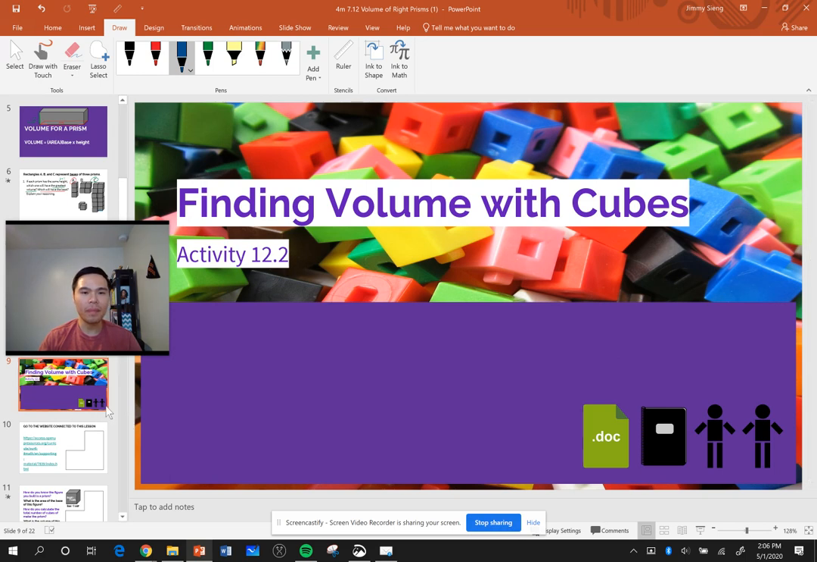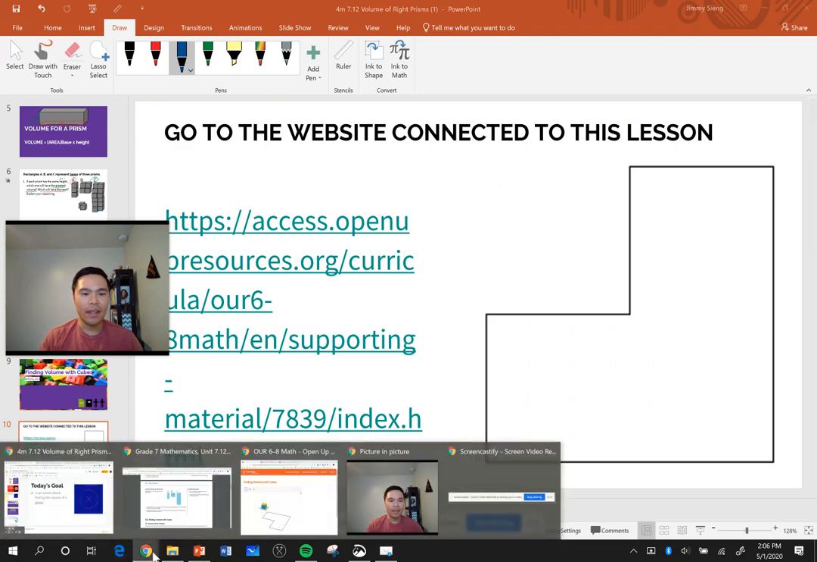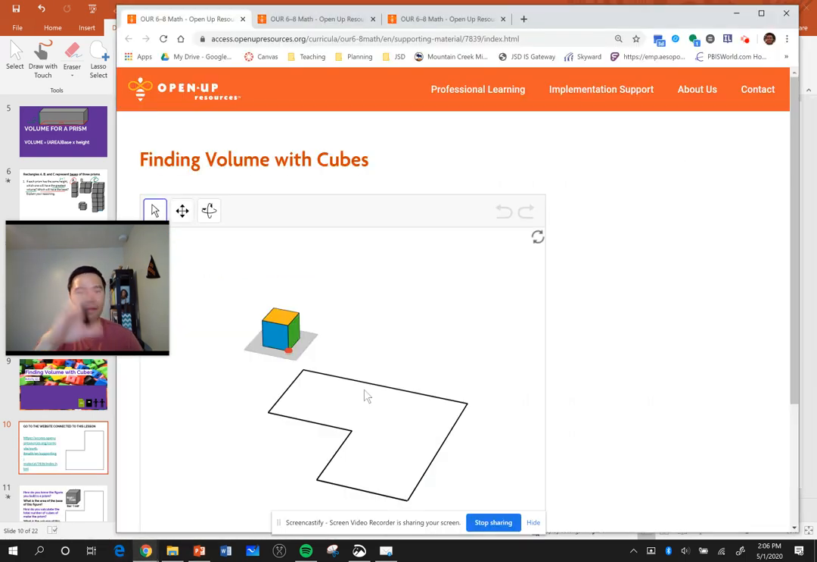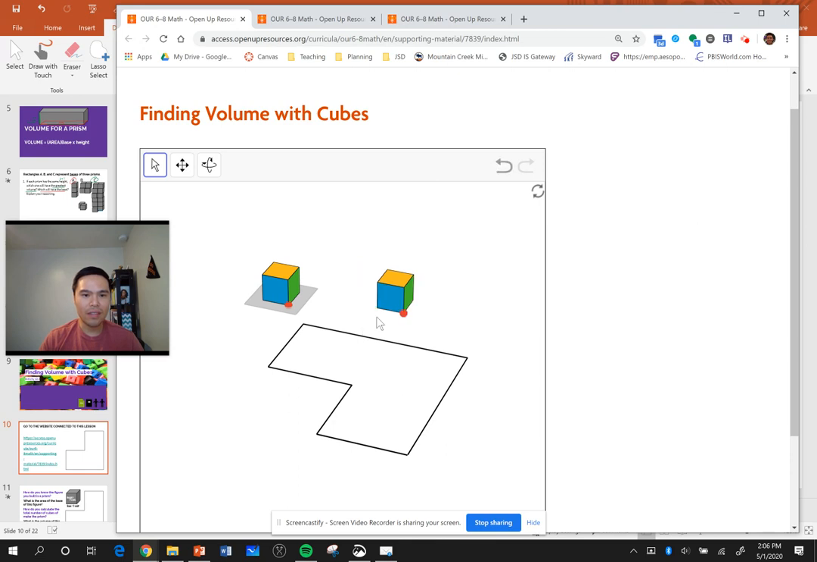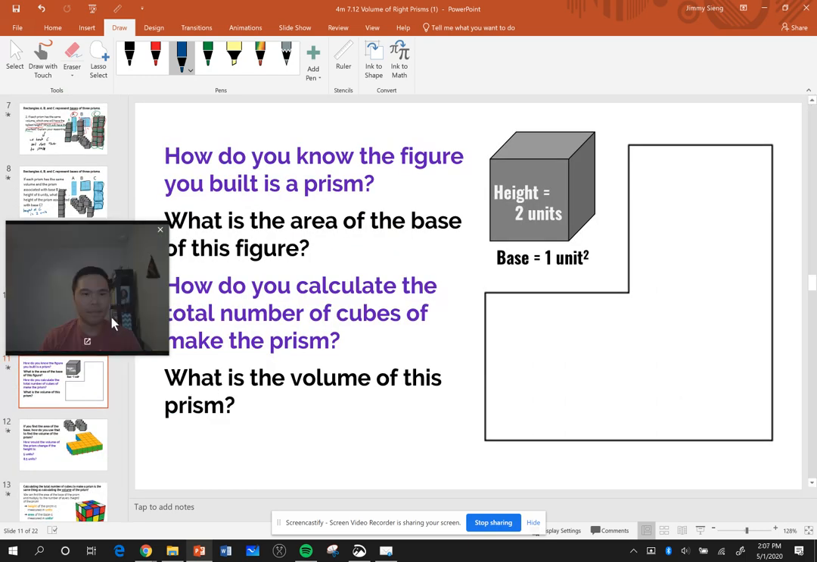Oof, my throat. Okay. So activity 2, this one, I need you to go to this link, all right? This link should pop up with this figure right over here, right? There should be finding volume with cubes. We're going to use this activity to take these cubes and then use that to move those around. But I want you to go to that link and get ready for this next activity.